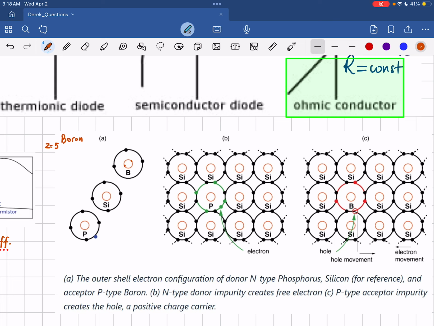But here we just care about the valence electrons, okay? So valence electrons basically means the electrons that are localized on the outermost shell of the atom. So we have 2 here, so that will be 3 here, okay? So basically on the second layer they have 3 electrons.